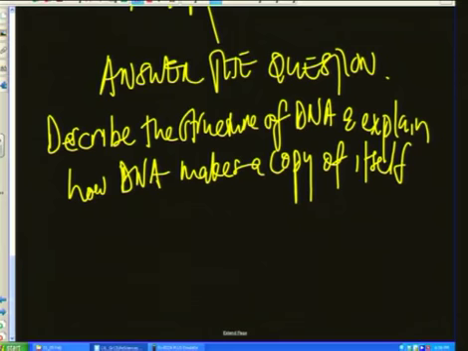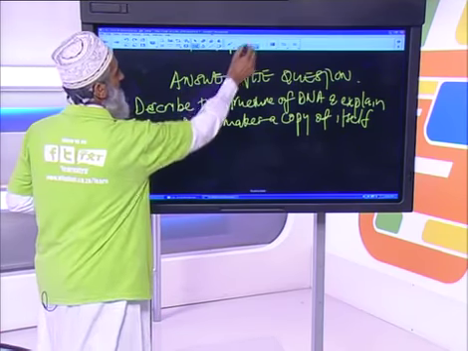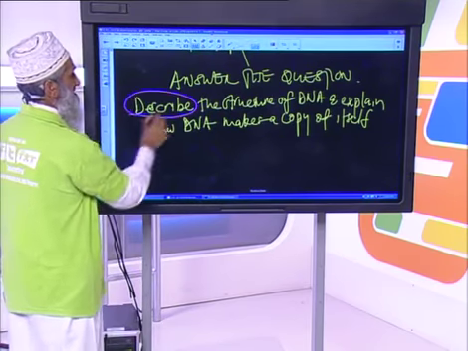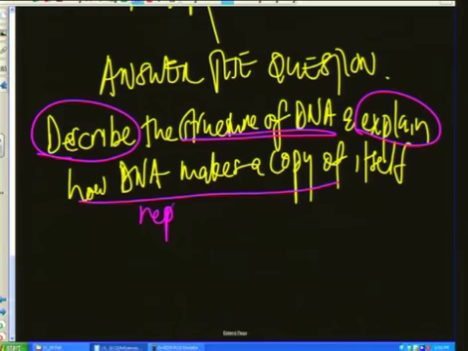First and foremost, you identify the verbs here. So let's identify the verbs. The first one, describe. The second one, explain. Whatever comes after the verb is what you must do. Describe what? The structure of DNA. And explain what? How DNA makes a copy of itself. That big sentence there, how DNA makes a copy of itself, what does it talk about? It talks about replication. So two things you have to do: describe the structure and talk about replication.